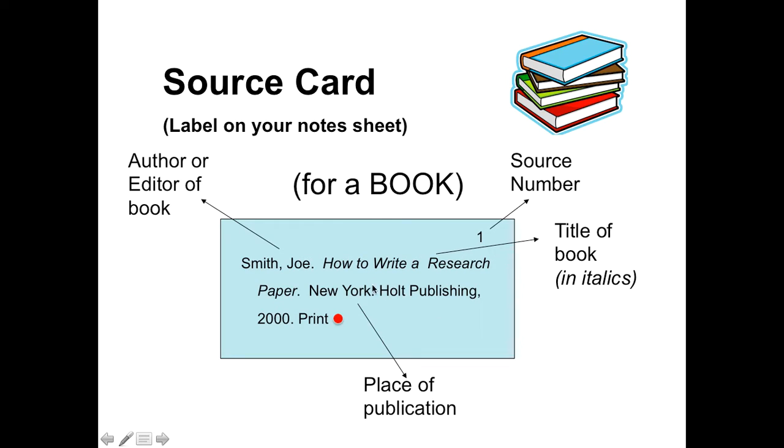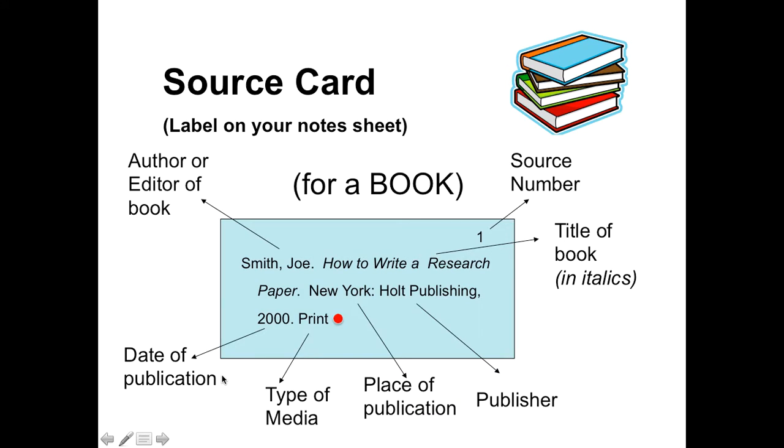Then notice we have different punctuation. We have a colon, and then we have the publisher of the book. Then we have a comma. Then we put the year of publication, the date of publication, which again we would find on the same page as our place of publication and our publisher.